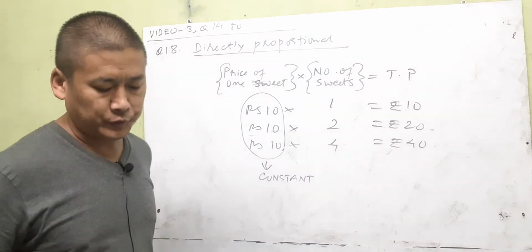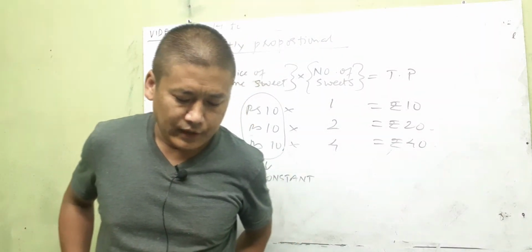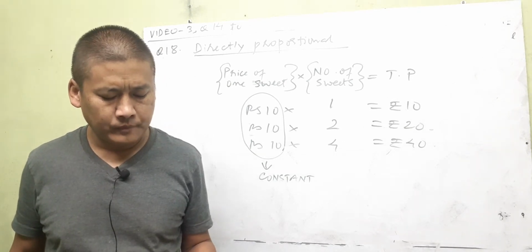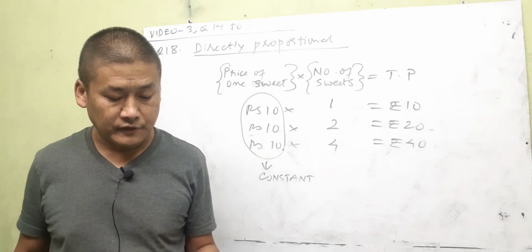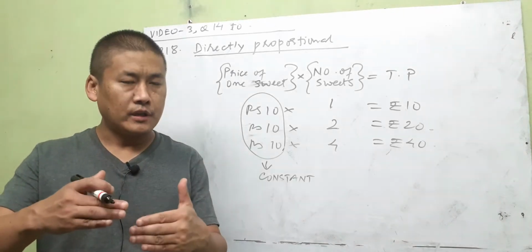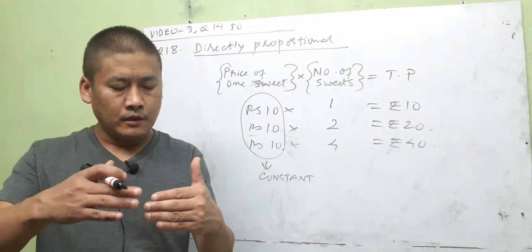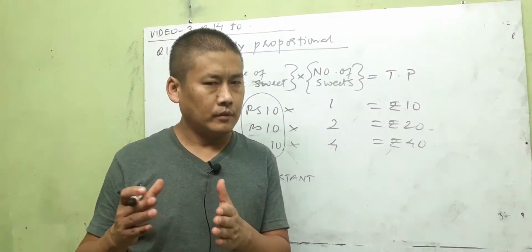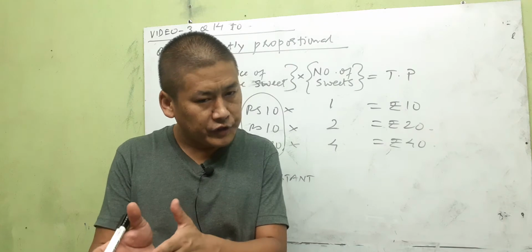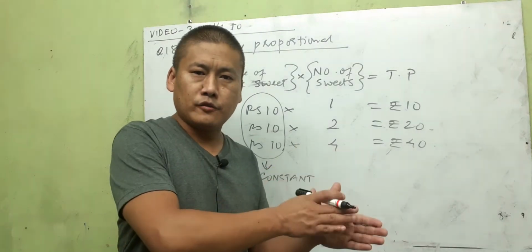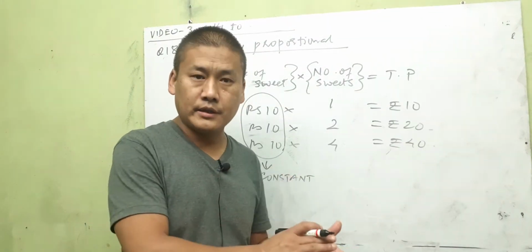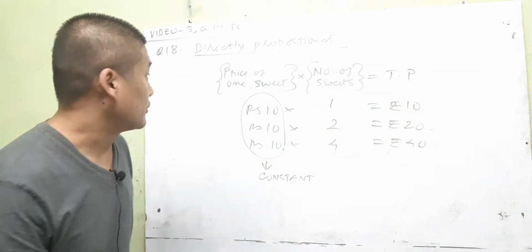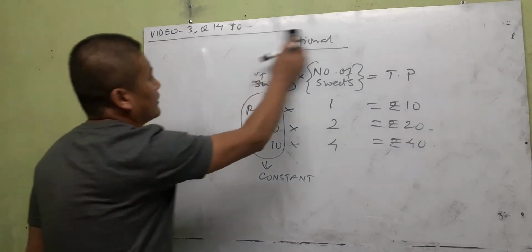So let us read once more. Question number 18. Newton's second law of motion states that the rate of change of momentum of an object or body is directly proportional to the applied unbalanced force. Means if the force is increased, the rate of change of momentum is also increasing. Increase in force, increase in momentum. That's called directly proportional. So let's go to 19 and we'll understand better again.